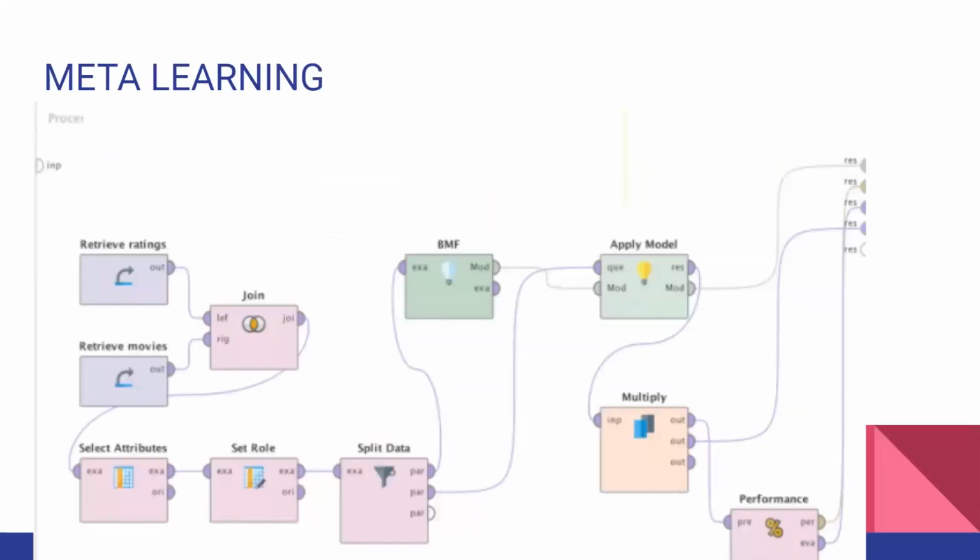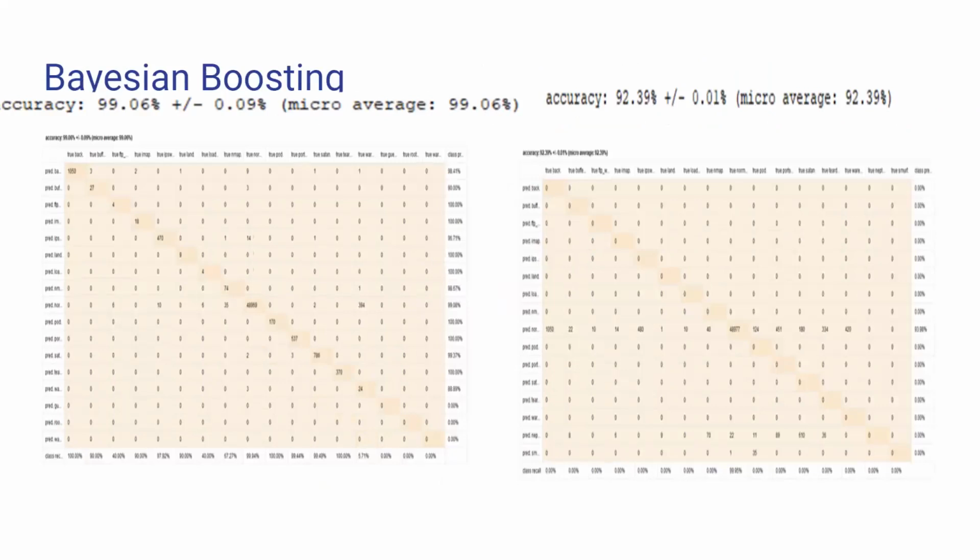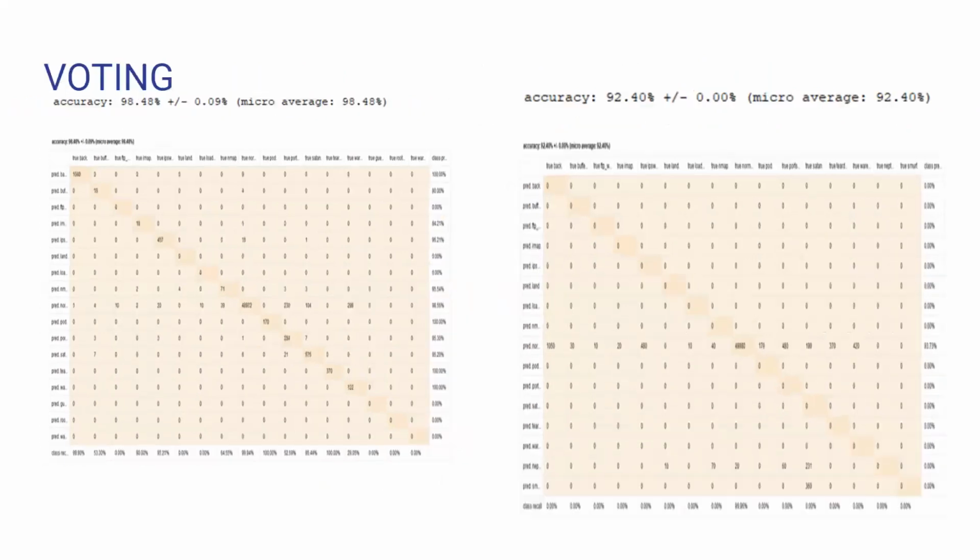Coming to the meta learners, this is the RapidMiner diagram which I got. Coming to the bagging, the leftmost is the sample data set A and the rightmost is sample B results, with an accuracy of 98 percent for data set A. For data set B, the accuracy is 91%. For the Bayesian boosting, the accuracy is 99, and for data set B, the accuracy is 92.